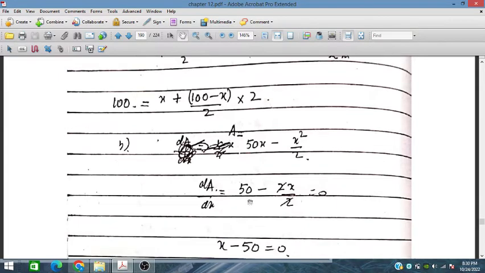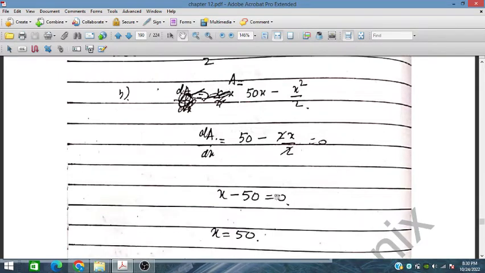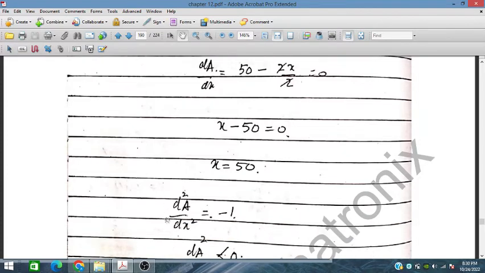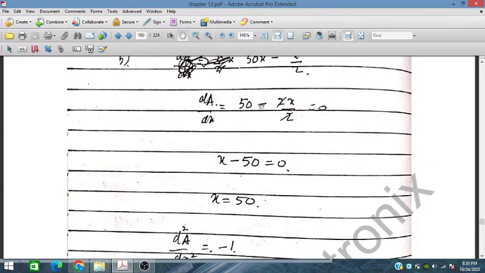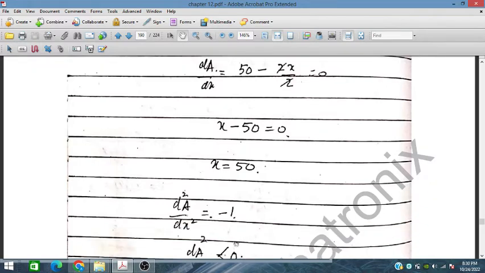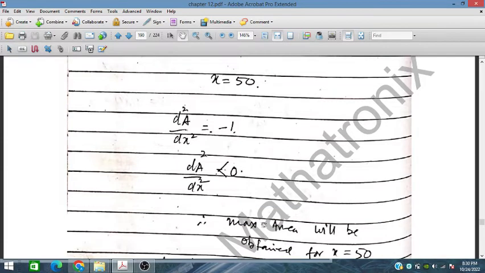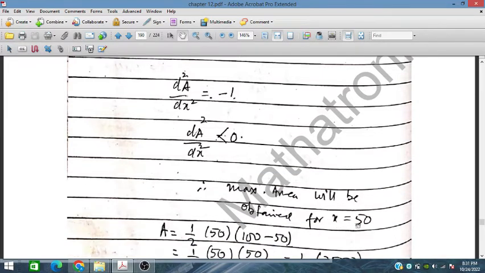So 50 minus x is equal to 0, x minus 50 is equal to 0, so x is equal to 50. Take the derivative of this again, and this is 0 and this is minus 1. So the second derivative is less than 0, which means the slope is falling, negative. So this is the maximum area that we have obtained.